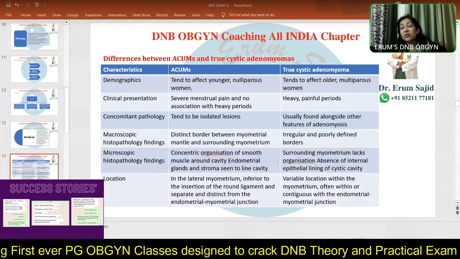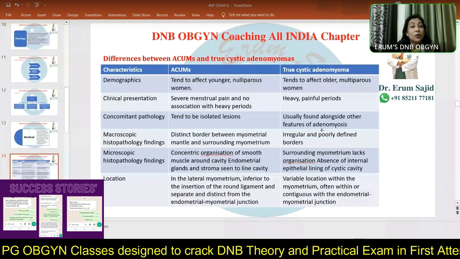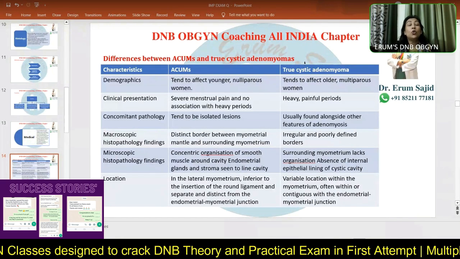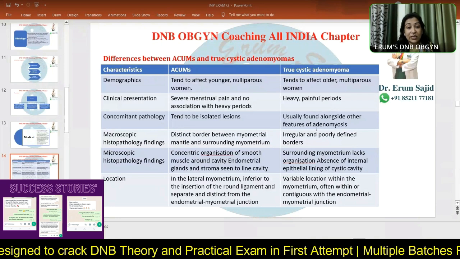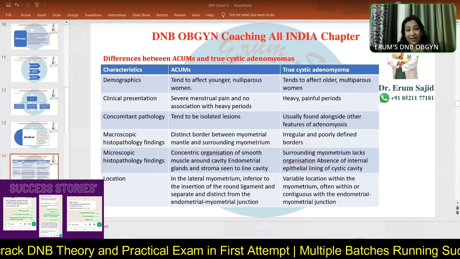Or do one thing, just research more on this topic because there's a possibility of it being asked next. True cystic adenomyoma. Okay, just try to learn about it and we'll discuss it in the next class.